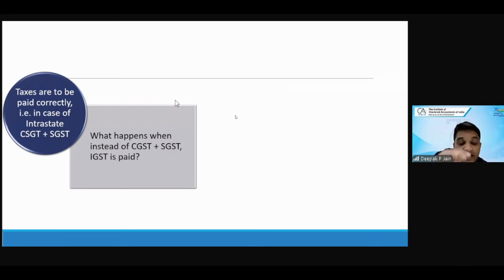Because we are determining the place of supply. Why is place of supply crucial? Because wrong tax payment will have implications. So let us first understand what the implication is if you pay a tax wrongly, what will happen to you?